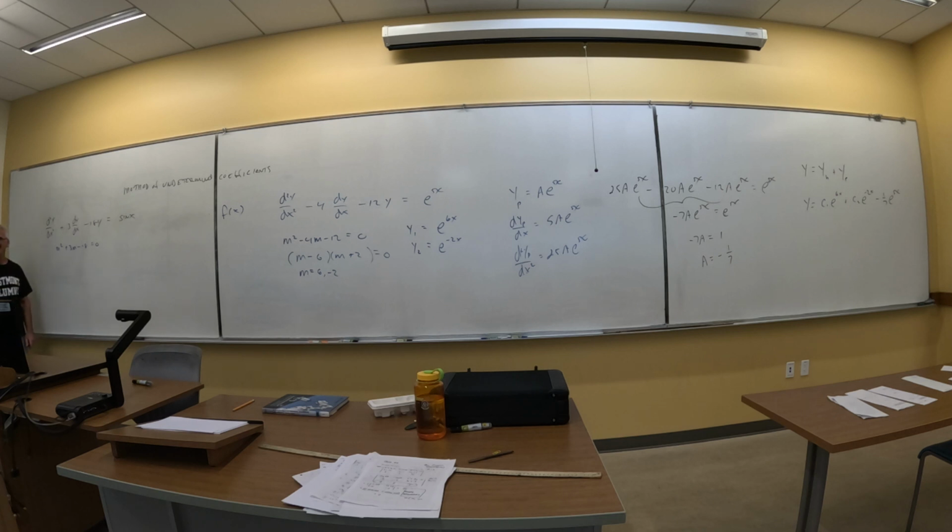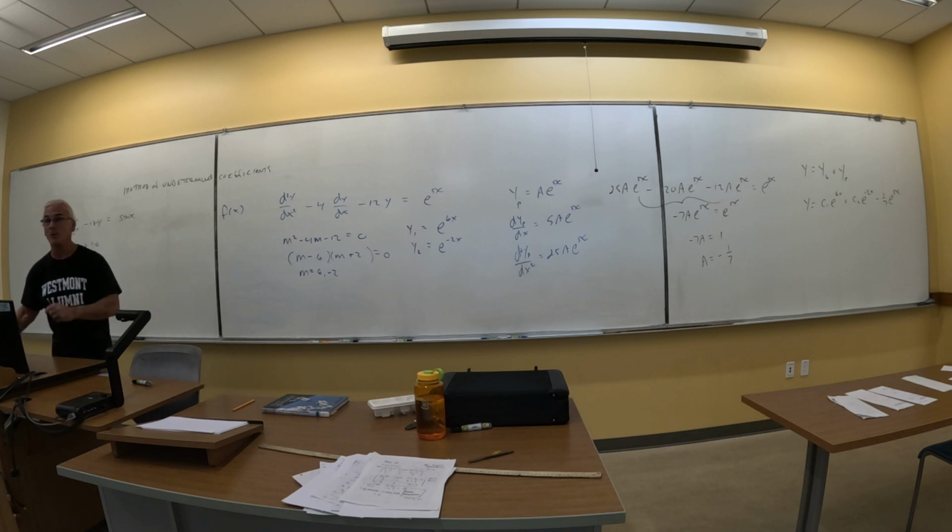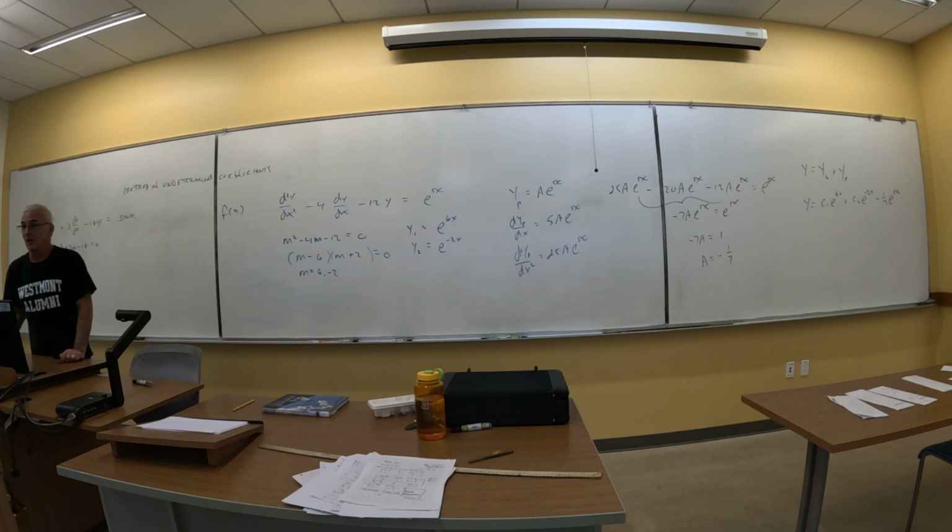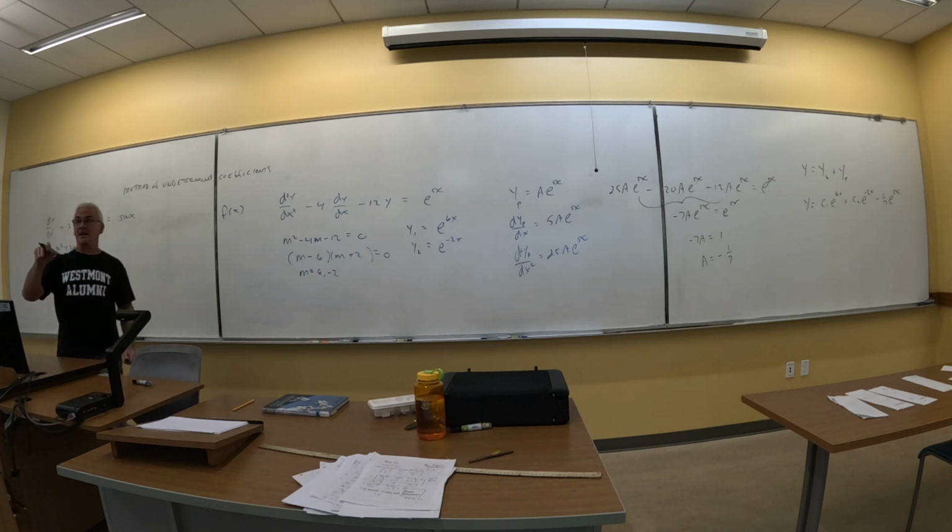So what you said is, if you see the big four, like the sine, cosine, exponential, and polynomial, then you use the method of undetermined coefficients. Right, which is all we're going to see today. That's all we're going to look at today.